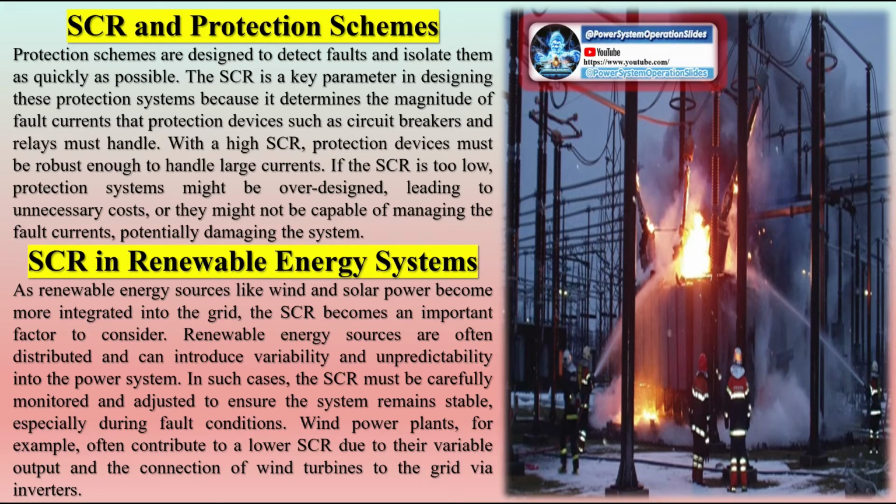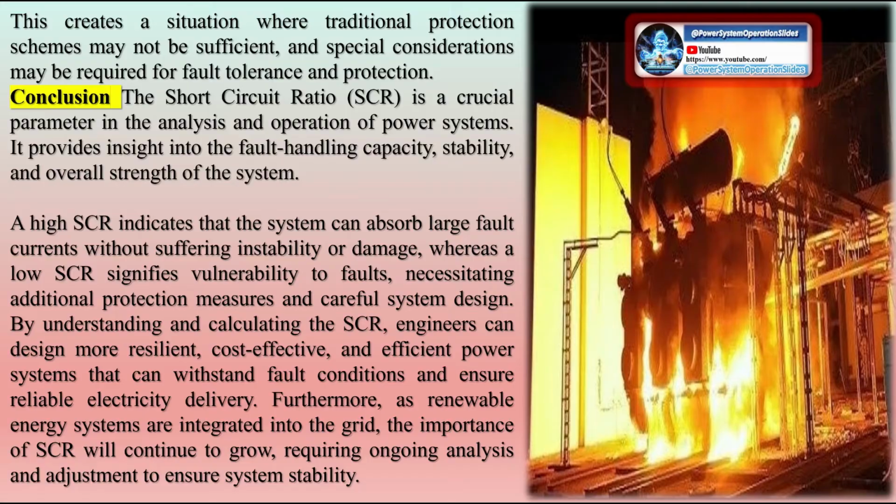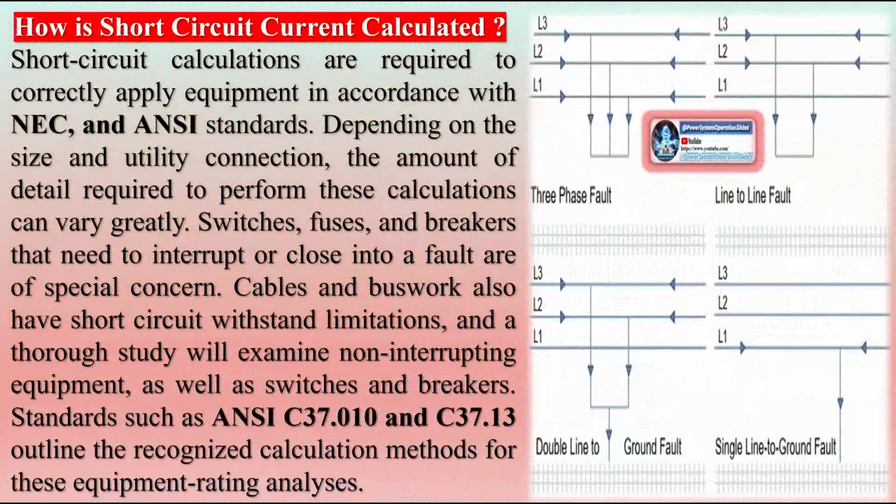Protection schemes are designed to detect faults and isolate them as quickly as possible. The SCR is a key parameter in designing these protection systems because it determines the magnitude of fault currents that protection devices such as circuit breakers and relays must handle. With a high SCR, protection devices must be robust enough to handle large currents. If the SCR is too low, protection systems might be over-designed, leading to unnecessary costs, or they might not be capable of managing the fault currents, potentially damaging the system.